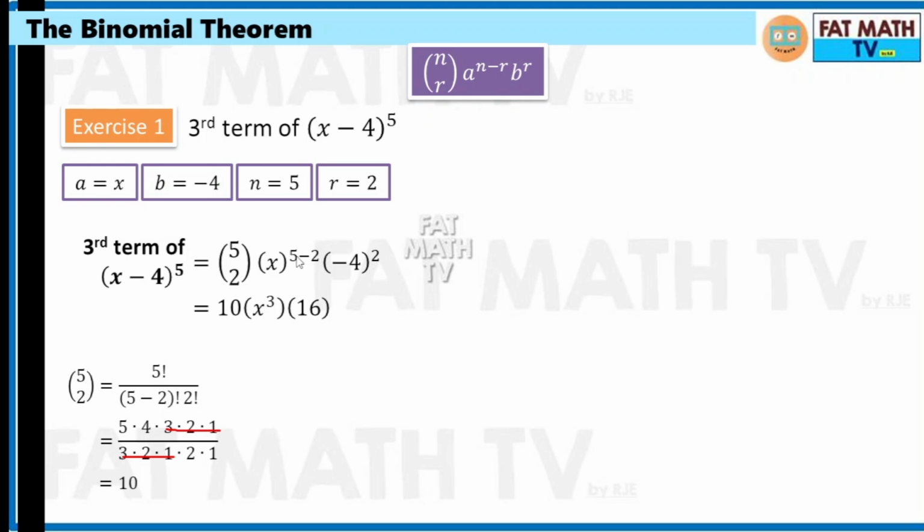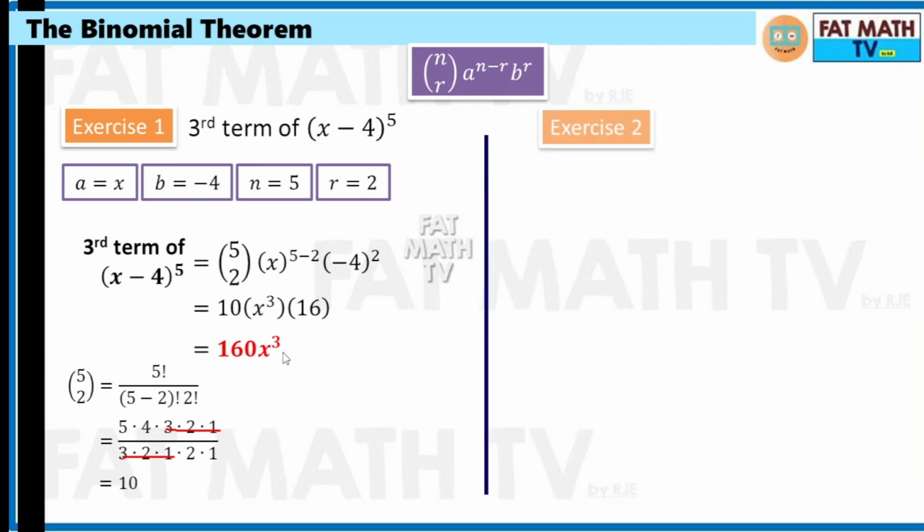x raised to 3, and negative 4 squared is 16. So 10 times 16, that is 160. Copy x cubed. Exercise number 2.